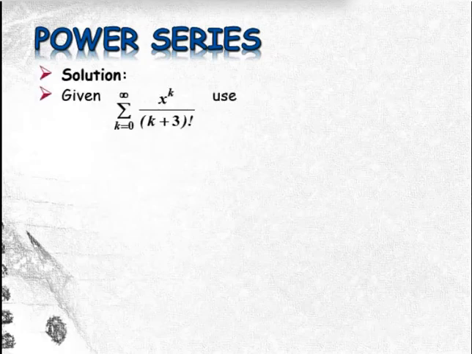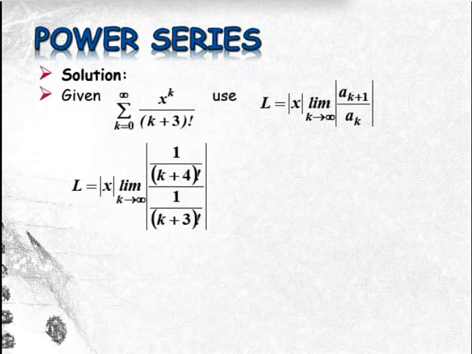Using the second formula with a change of variable from n equals 2 to k, we can solve for the second number. So given the summation of x to the k over k plus 3 factorial from 0 to infinity, we will use the formula L equals the absolute value of x times the limit of the ratio of a sub k plus 1 over a sub k as k approaches infinity.